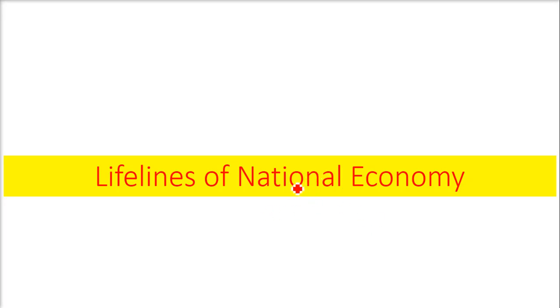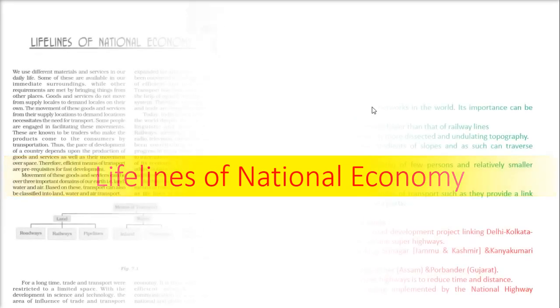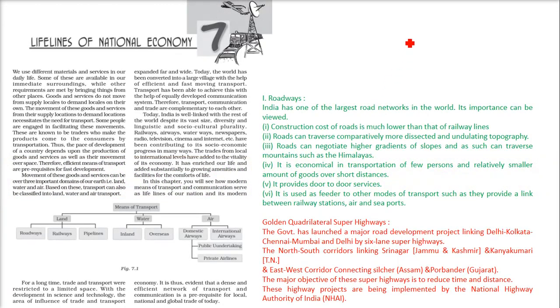So we are discussing the lifelines of the national economy. We will be talking about India. Take the example of a human being. What is there to send the information, the blood and the food, etc.? There are nerves, sensory nerves, and so many things through which transportation is done so that the body works properly.